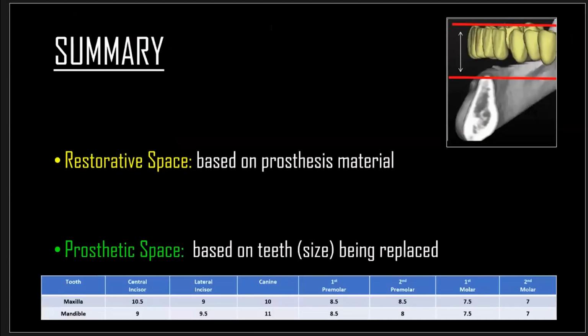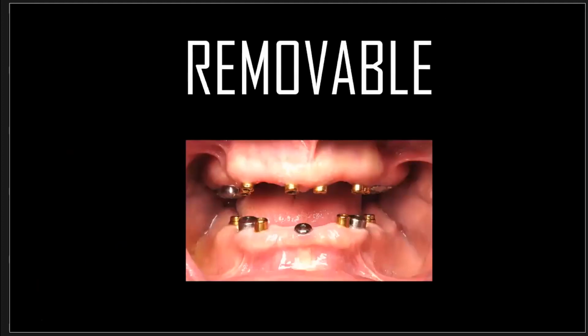So kind of to just summarize the fixed prosthesis here, the restorative space is based on our prosthesis material. The prosthetic space is going to be based on the tooth size being replaced here. Each of those carries different space requirements.